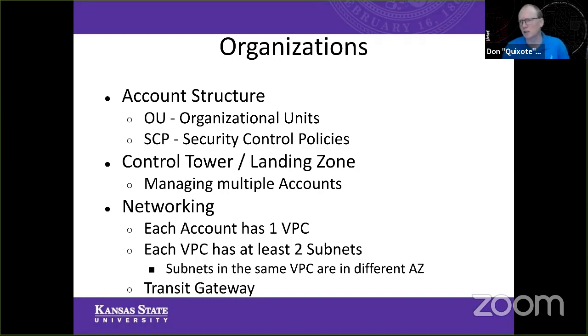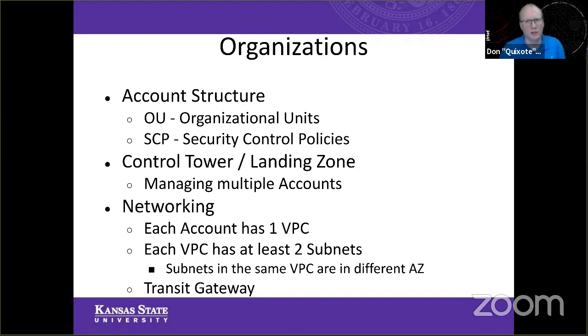And then networking: each account that needs networking has one VPC. Each of those VPCs has 2 subnets, and those subnets are in different availability zones. So basically, when you spin up a resource you want to be highly available, you put it in 2 different subnets, and those are in different availability zones, which equates to different data centers effectively, so that if one goes down, you're still up and running on the other one. We've designed that in to keep that function going.